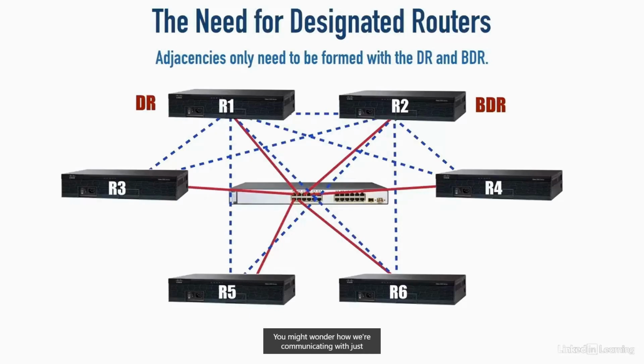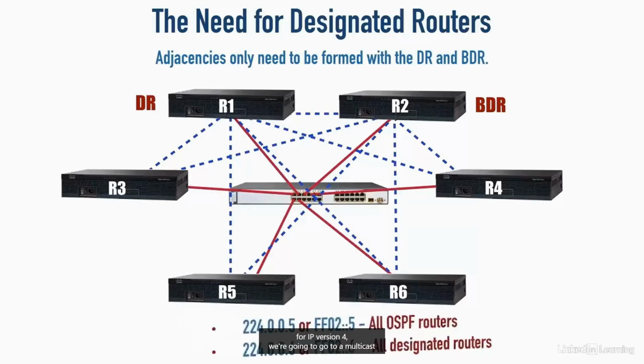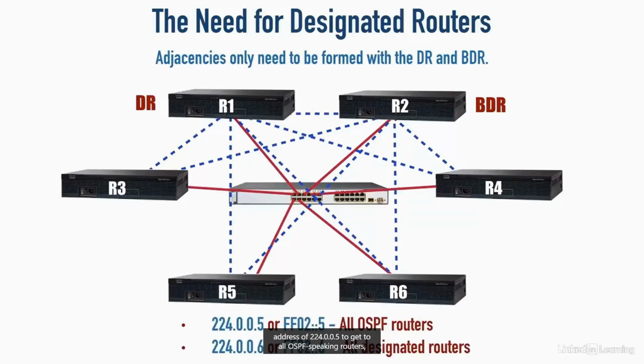You might wonder how we're communicating with just the DR or the BDR. It's using multicast. If we're using OSPF version 2, which is going to be routing for IP version 4, we're going to go to a multicast address of 224.0.0.5 to get to all OSPF speaking routers, or we could go to 224.0.0.6 to go to the designated routers, which includes both the DR and the BDR. If we were running OSPF version 3 and doing IP version 6, we would use the IP version 6 multicast addresses of FF02::5 for all OSPF routers and FF02::6 for the DR and the BDR.